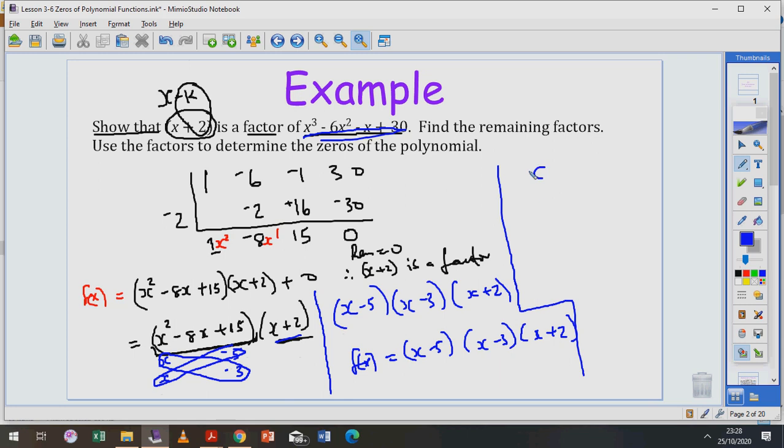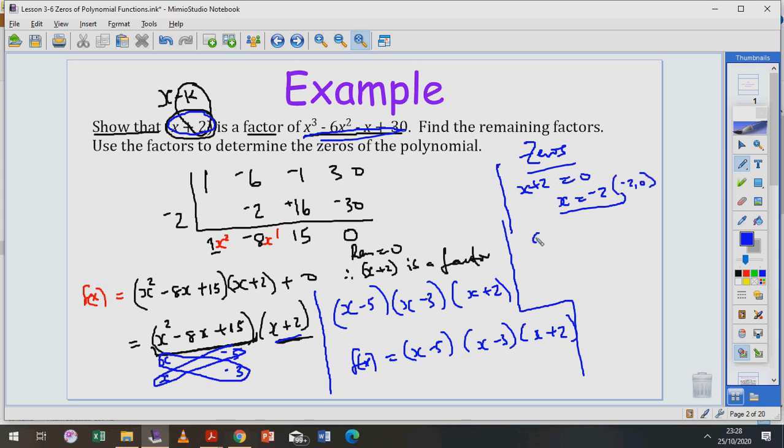Since I know that x equals negative 2 is a zero, because if x plus 2 is a factor, that means x equals negative 2 is a zero. How do I get that? Set the factors equal to 0. So to get the zeros, I'm going to set each of the factors equal to 0. I start with x plus 2 equals 0. The 2 goes over to that side. So I know a zero is x equals negative 2, and I can write that as a coordinate, negative 2, 0.